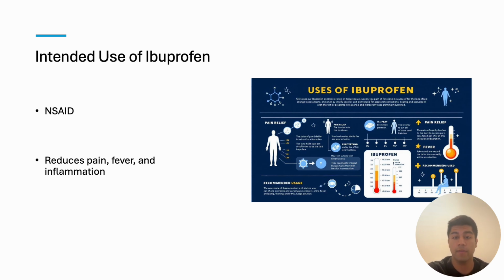And the chirality of it plays a major role in how it works, since the S enantiomer is the reason that it has its therapeutic action. And so those are the main uses of ibuprofen.